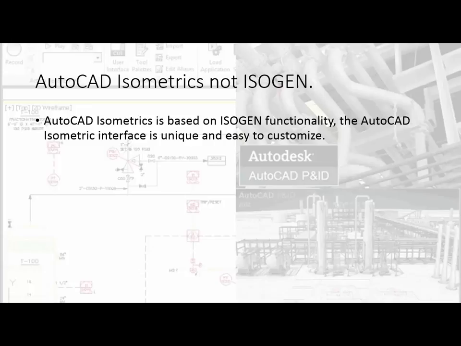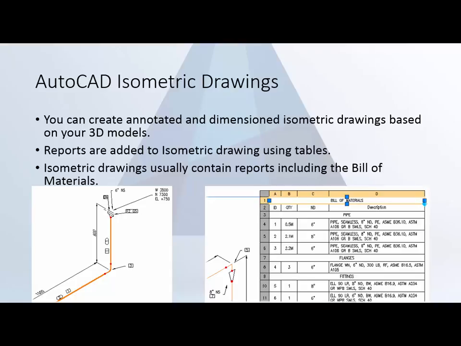All right. Another thing that you can always count on is that AutoCAD Isometrics are not ISOGEN. The AutoCAD Isometrics are based on ISOGEN functionality, but the AutoCAD isometric interface is very unique, and it's also easy to customize. You can create the annotated and dimensioned isometric drawings based on your 3D models. You can easily generate reports that you can add to the drawings. You can use tables, and you can also get a bill of materials in there.